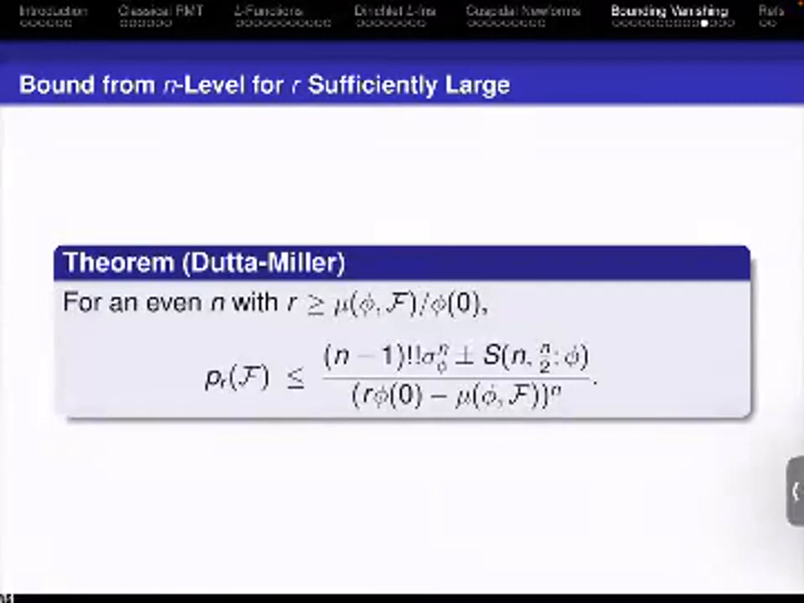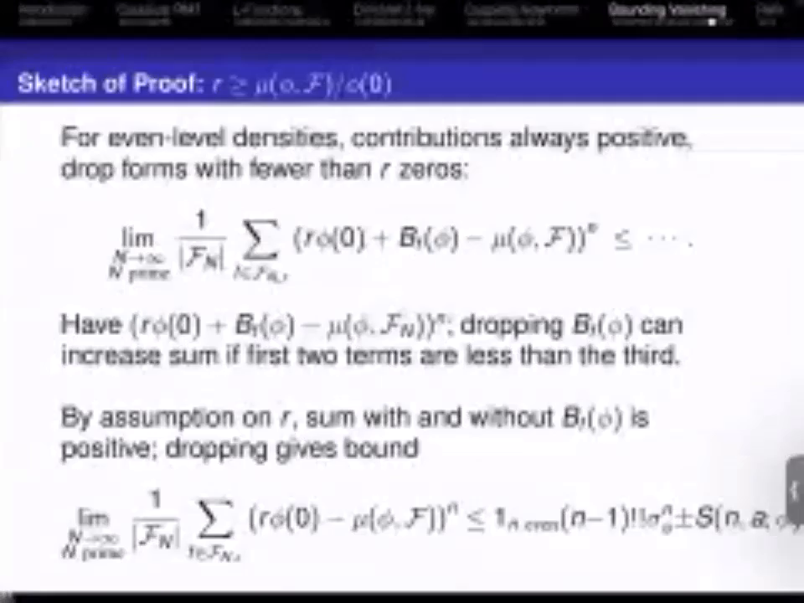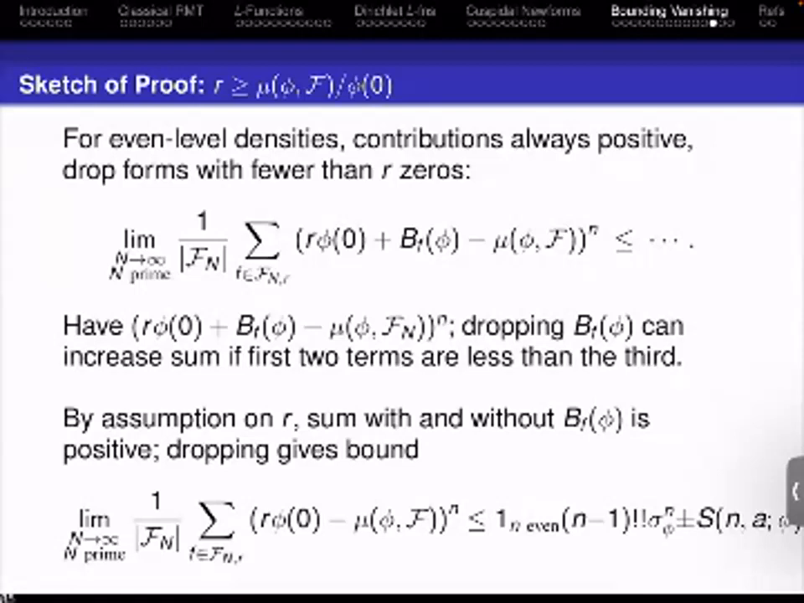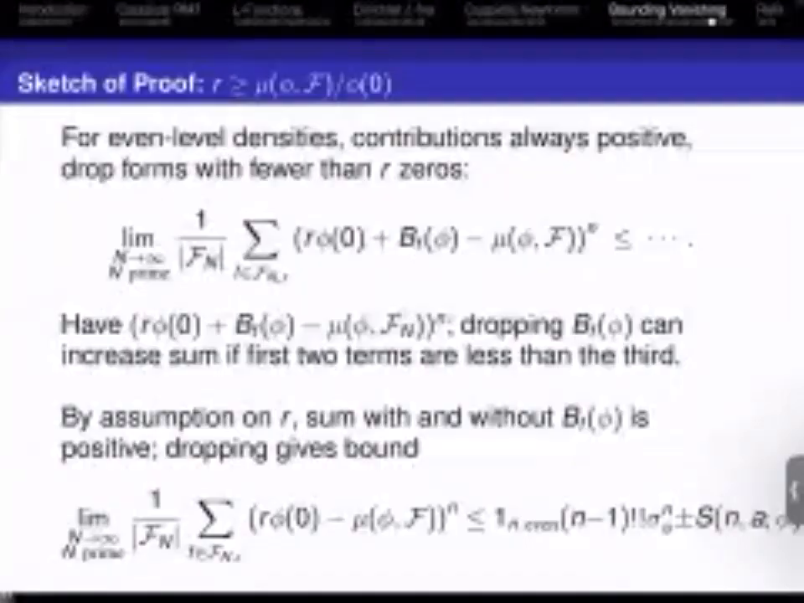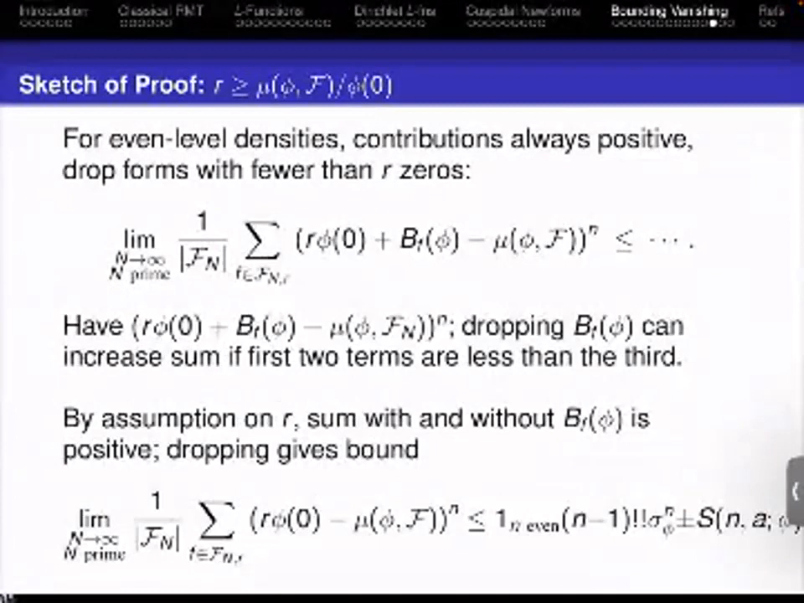And so how do we prove this? Hopefully this will stabilize in the last minute so that you can see. So I want to look at a sum over zeros, and I'm going to break the zeros into two parts. There's the zeros at the central point, and then there's all the other contributions. What I'm going to do is look at the forms in my family that have at least R zeros at the central point. So that'll be the R phi of zero piece. And then I have all the other zeros, and then I'm subtracting off the mean.